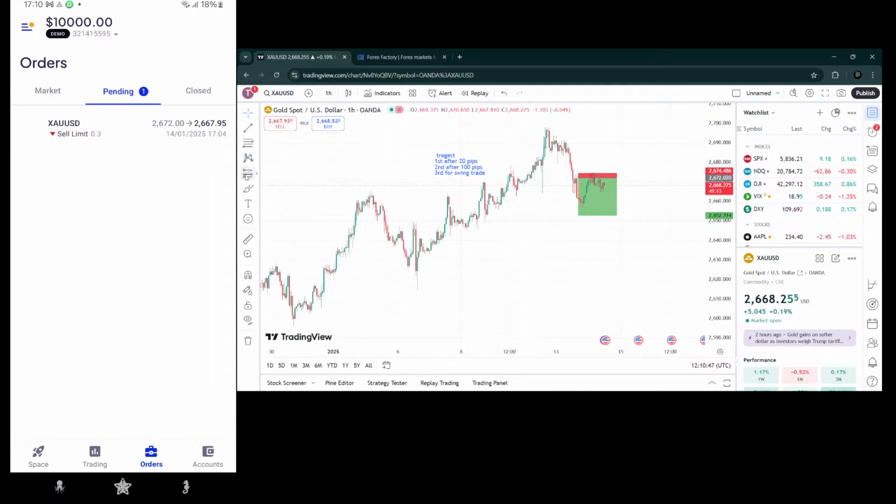And I'll tell you, for every $1,000, 0.03 lot size. So these are the two things you must understand before doing a trade.